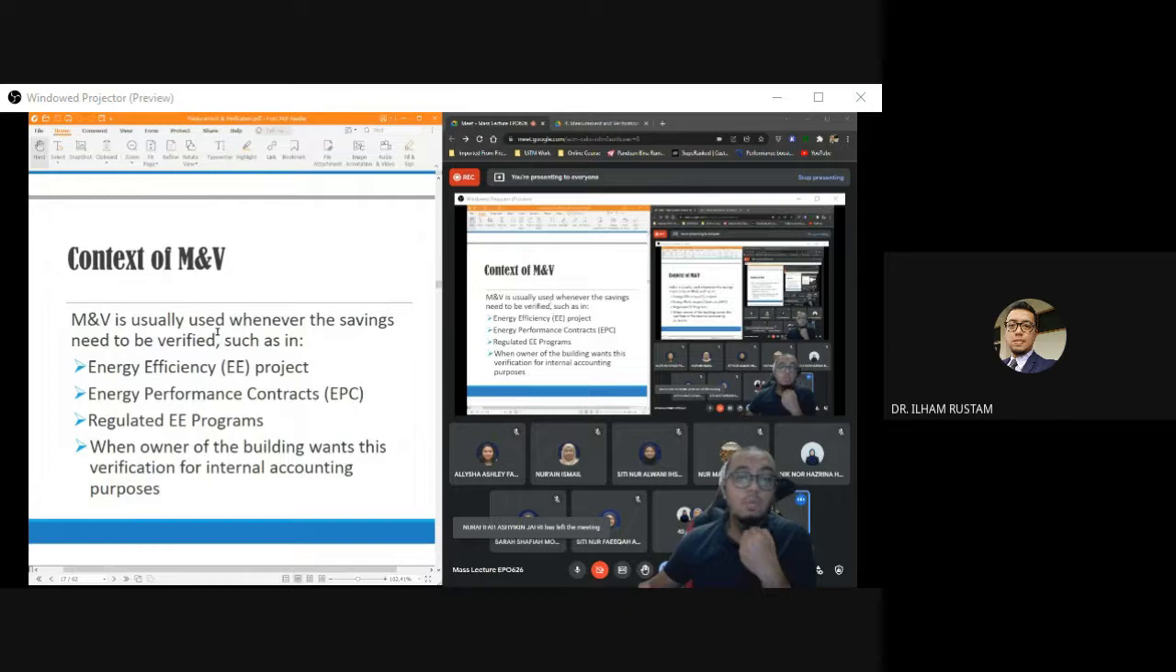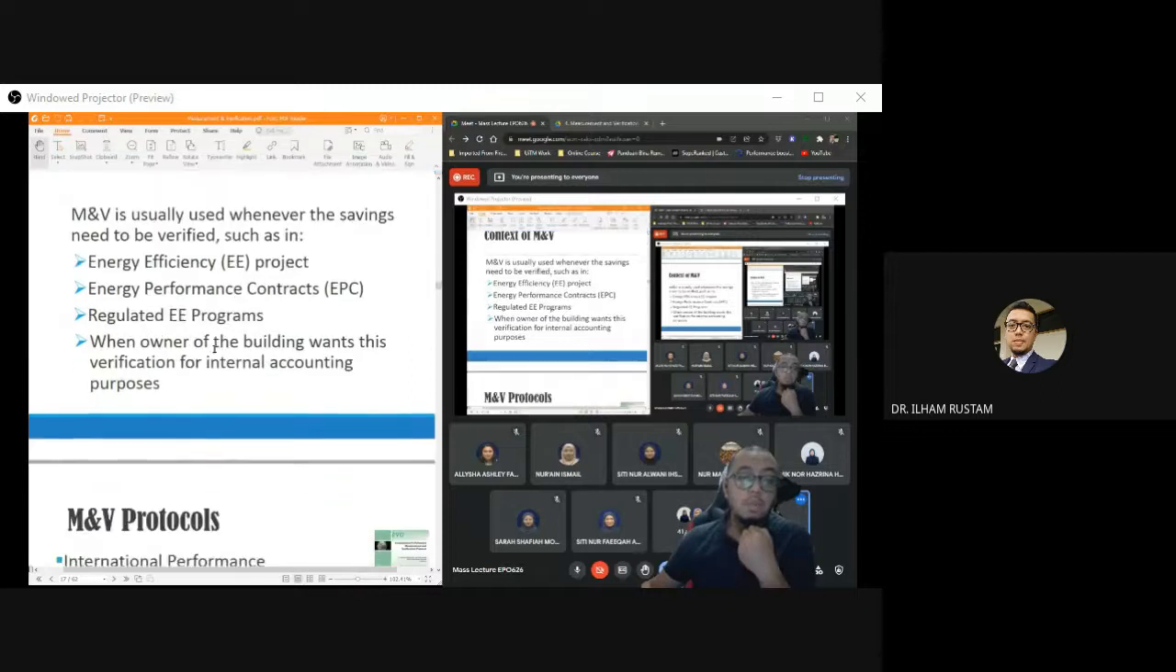So if it does, then maybe you need to do MNV only once a year. But if it does not coincide, then chances are you have to do MNV twice a year, depending on the internal accounting arrangement and also your energy consumption reporting to SNT, Suruhanjaya Tenaga's period duration.